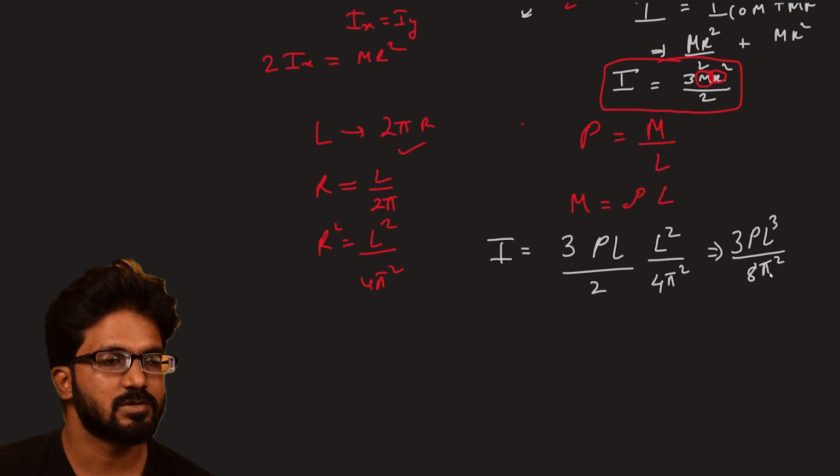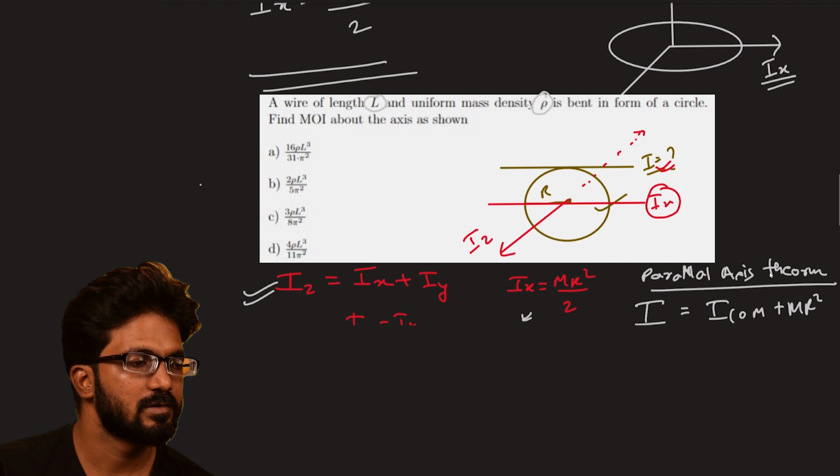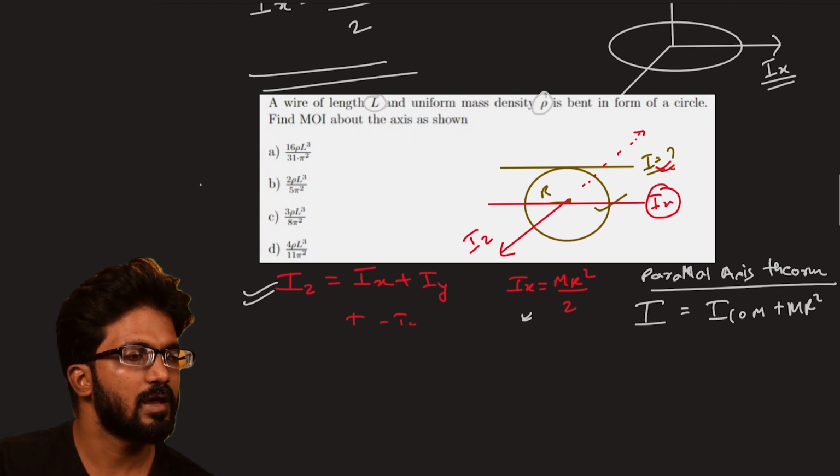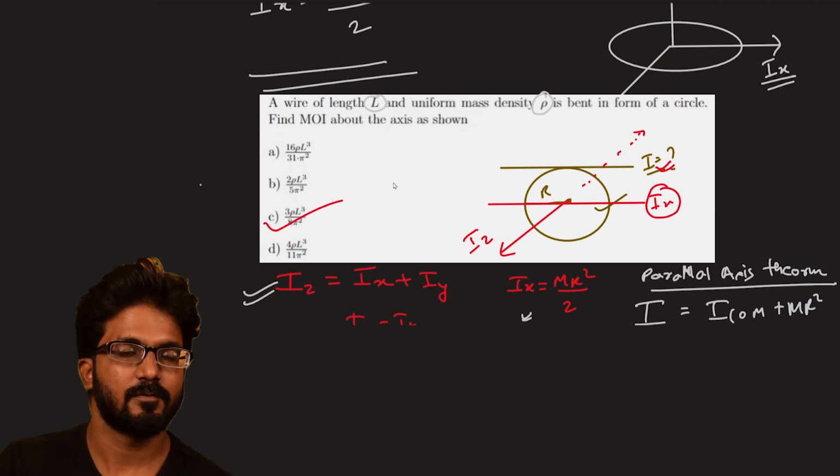So let's see which option matches the answer. 3 rho L cube by 8 pi square matches option C, so answer C is correct. This is how we solve a question that uses both the perpendicular and parallel axis theorems to find the moment of inertia. The methods can be easily understood by solving these kinds of questions. In general, for any question in rotation, we can apply both concepts simultaneously and find the answer.